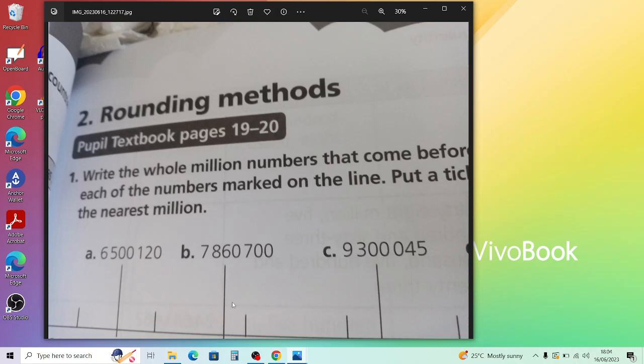6,500,120 is between 6 million and 7 million. Because it's past the halfway mark, which is 6.5 million or 6,500,000, it's closer to the 7 million. Then we can do the last one, 1D, which is between 10 million and 11 million and closer to 11 million. And then question 2, rounding to the 10,000. When it rounds to a million, it's going to be 6 million or 7 million or 18 million, 19 million. That's how you round it.